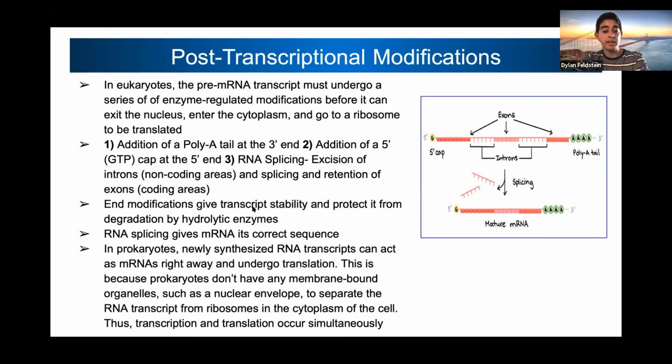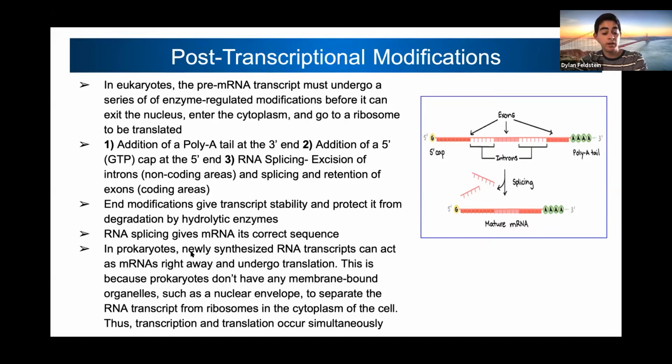And these modifications give the transcript stability and protect it from degradation by hydrolytic enzymes. So when the mRNA wants to leave the nucleus and enter the cytoplasm to go on a ribosome, it needs these modifications in order to not be degraded. So these modifications are very important.